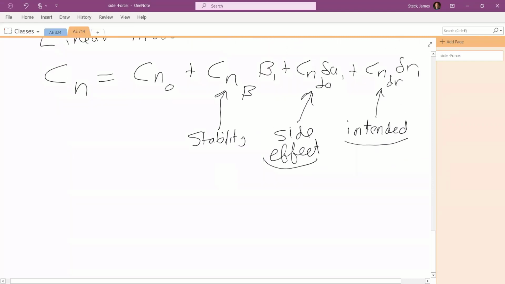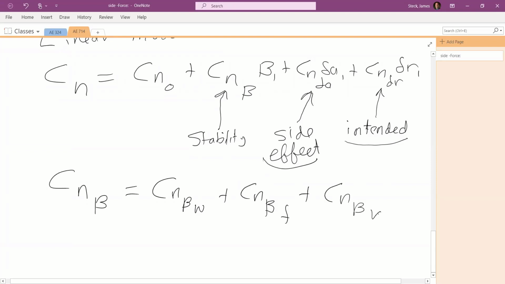All right, same deal. We're going to talk about C n beta. And it's going to be due to the wing, due to the fuselage, and the vertical tail. And I'm going to show you a drawing of something that happened to a senior design team where they got this effect and they didn't count on it.